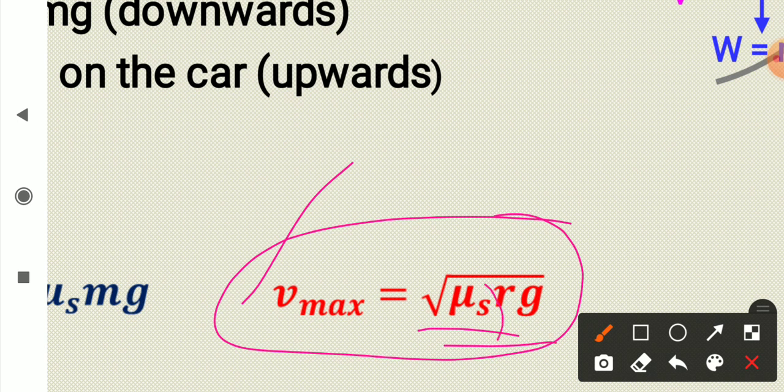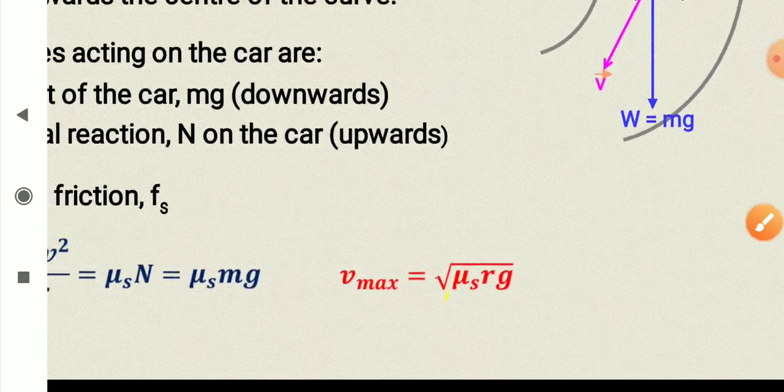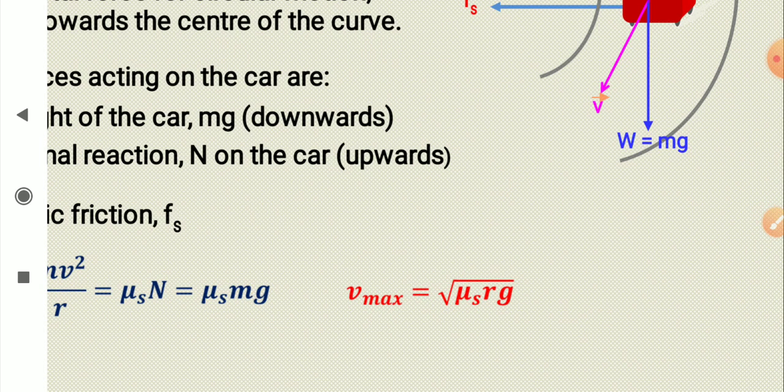So you can see that this mu s, coefficient of static friction, is important here, and the tires of your car will undergo wear and tear. In this, if the coefficient of friction reduces, then the maximum possible velocity will reduce, and if the velocity of the car is more than this, then the car cannot take the turn, it will slip away from it. So in this case the car is getting damaged, tires are getting damaged.